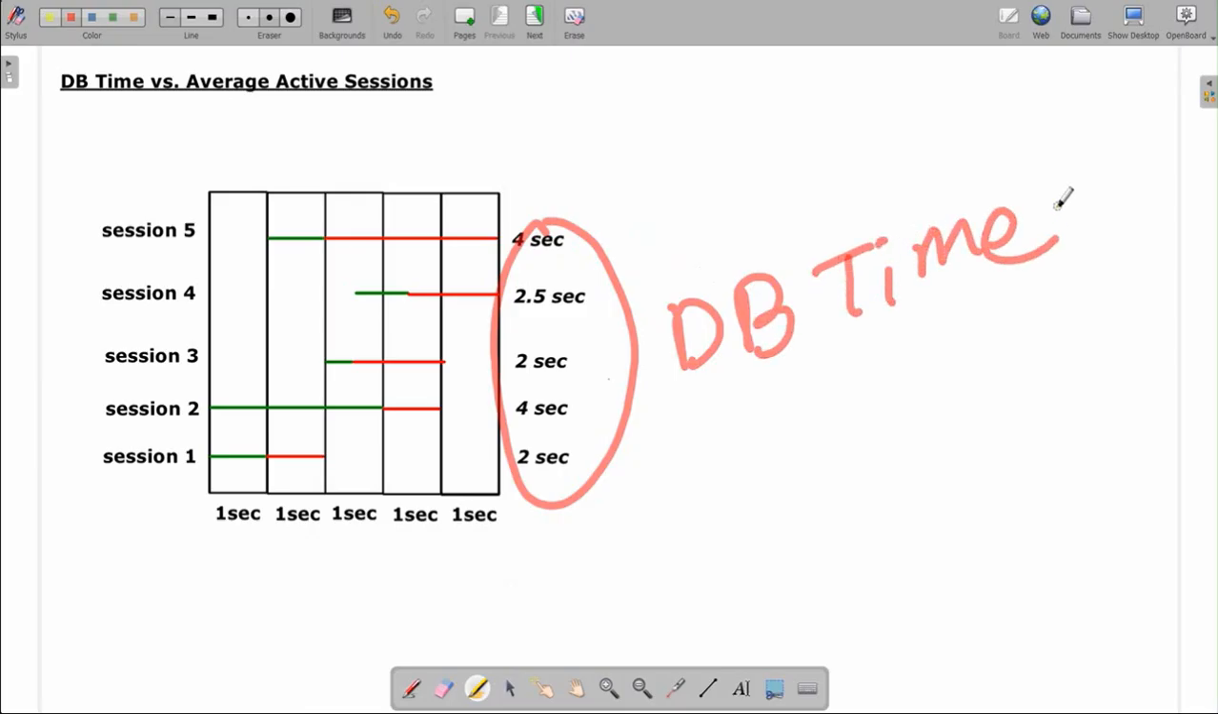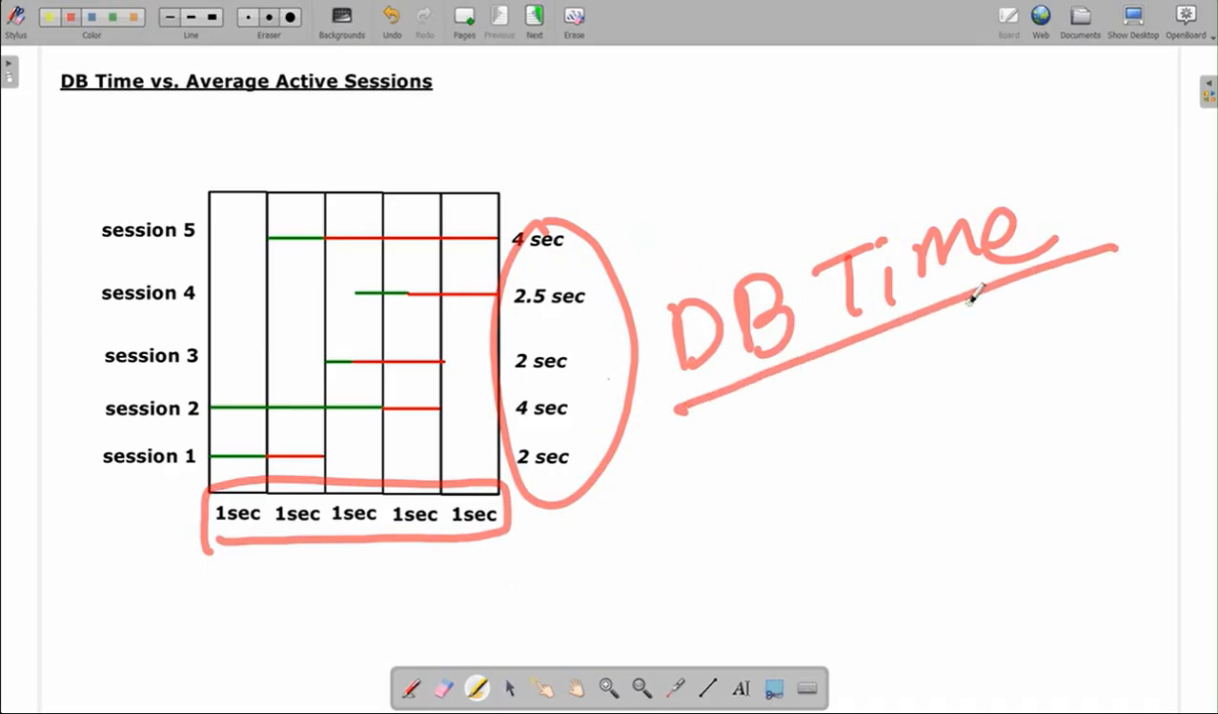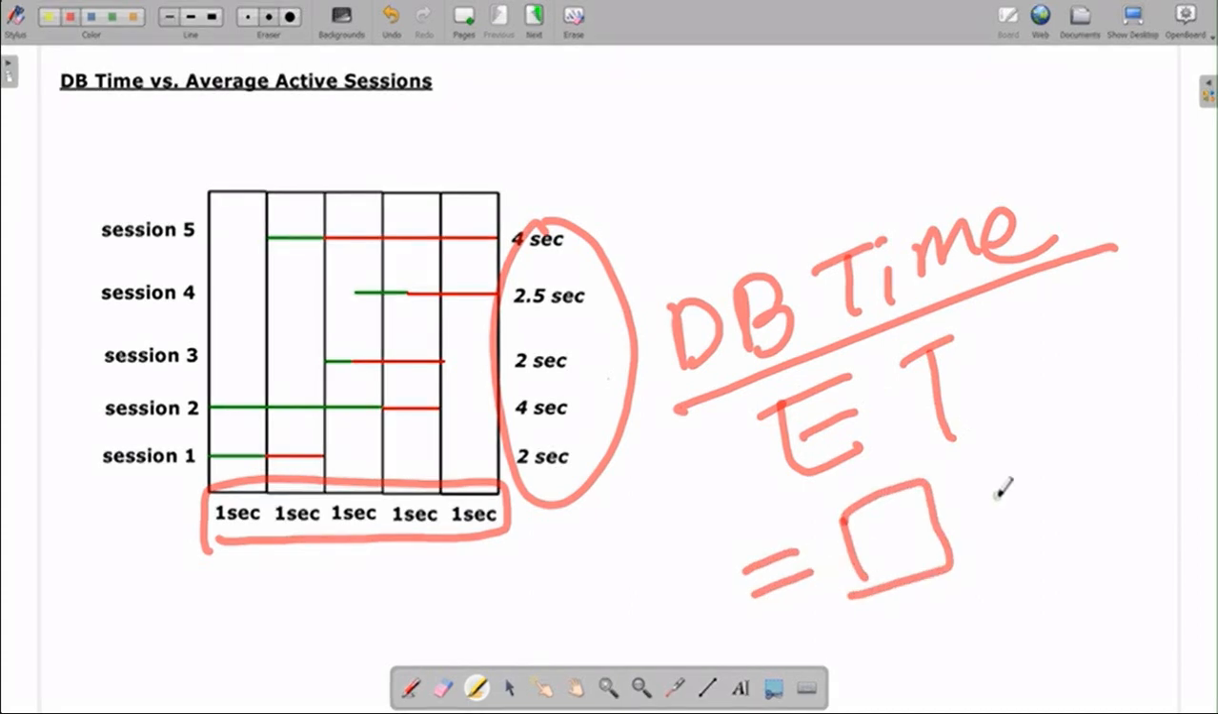Okay? And also, you observed a 5 second time period. That is, it elapsed the time. So when you compute this, you will get one value. And this value is called average active sessions. Meaning that if DB time goes up, your database activity time goes up, then your average active sessions goes up in the given time period.